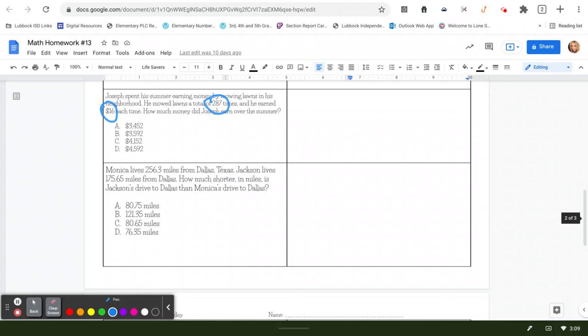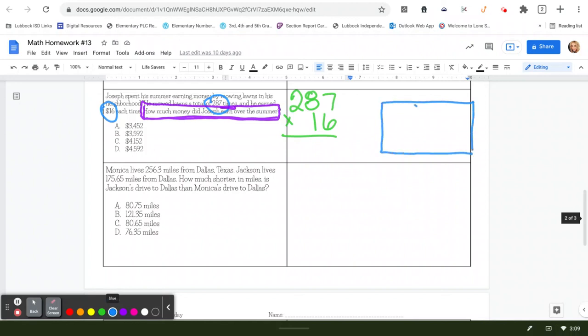Okay, so the way I know that is the word times is in here, number one. And number two, it's asking us how much he earned by the end of the summer. The total amount they're asking us for the total. They're not giving us the total. So you're going to do 287 times 16. If you are still on area model, that is wonderful. And we are going to write out your area model for you. 200 plus 80 plus 7 times 10 plus 6.